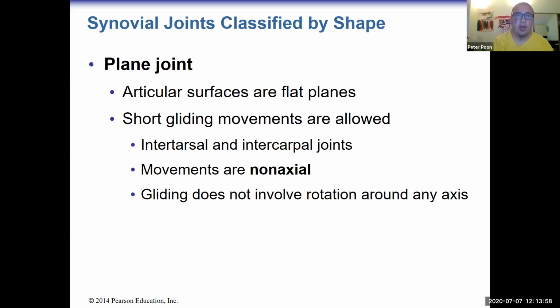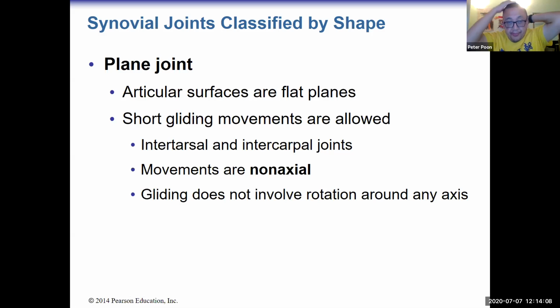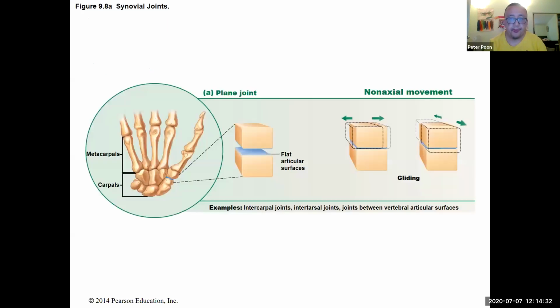Synovial joints can be classified by shape as well as by movement. Plane joints are flat planes: the two surfaces are flat, and therefore the only movement is gliding. The movements are non-axial, so they don't rotate in any way. Plane versus plane.